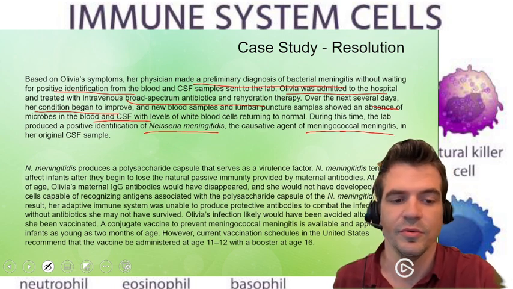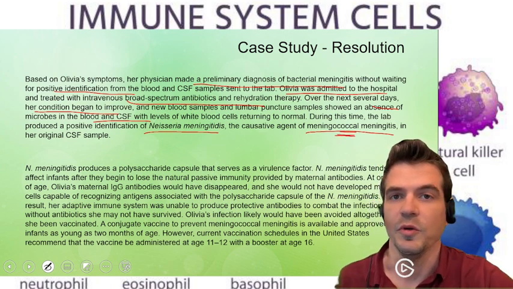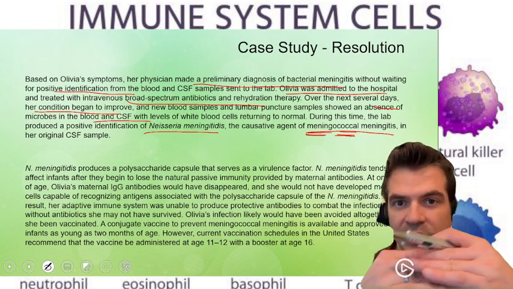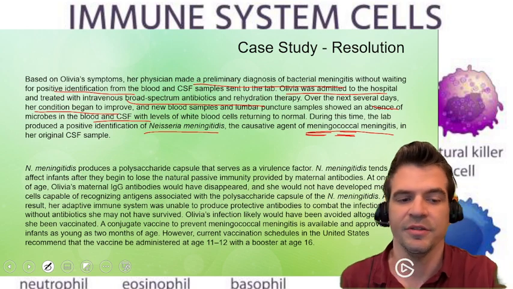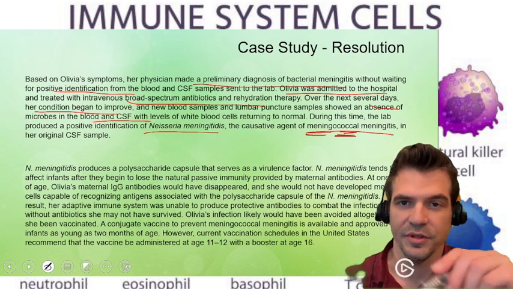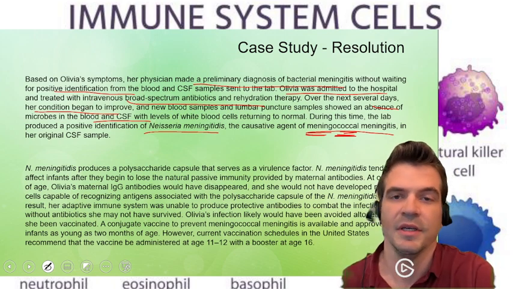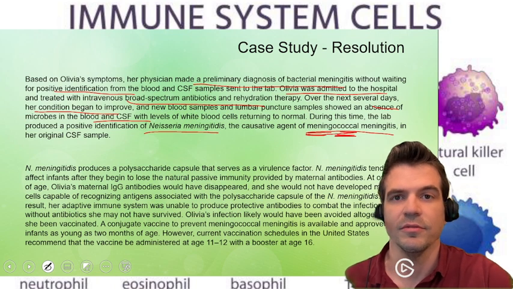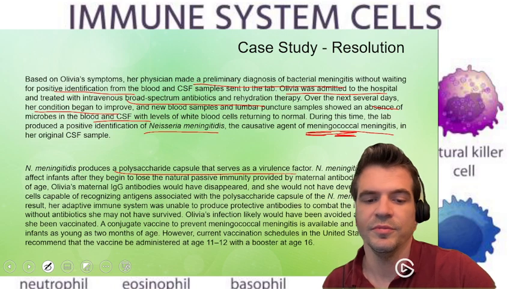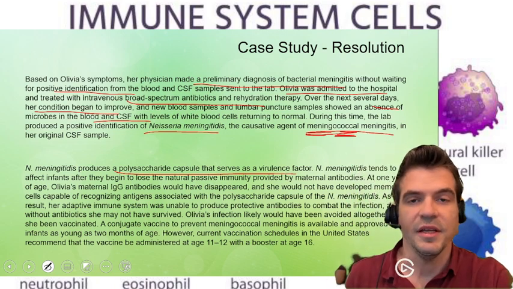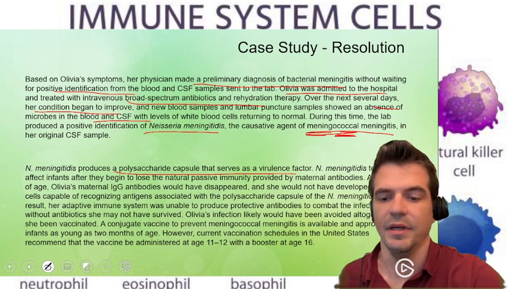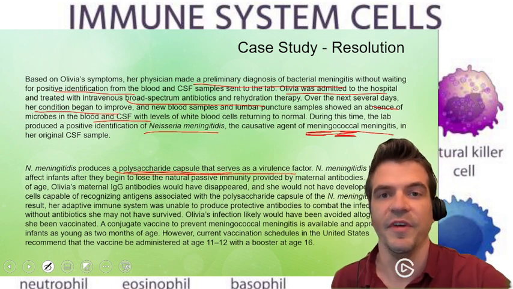Okay, meningococcal. So if you break down that word, it just means it's in the meninges of the brain layers, and it is a coccus bacteria, right? So any infection with circular bacteria, spherical bacteria in the meninges would be a meningococcal meningitis. Okay, it produces a polysaccharide capsule. That is its main virulence factor. So it tends to escape phagocytosis with the capsule.